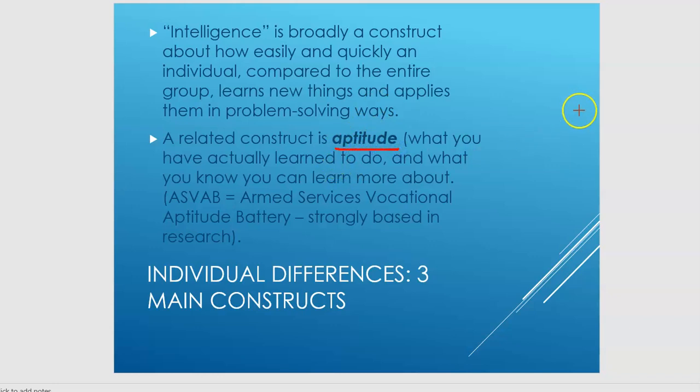Aptitude, measures of aptitude, are really supposed to be about what you have actually learned to do and what you know you can learn more about. So, what are the skills and abilities that you have? Maybe you have a natural talent for them, or maybe you've just worked really hard, but what do you actually know how to do?